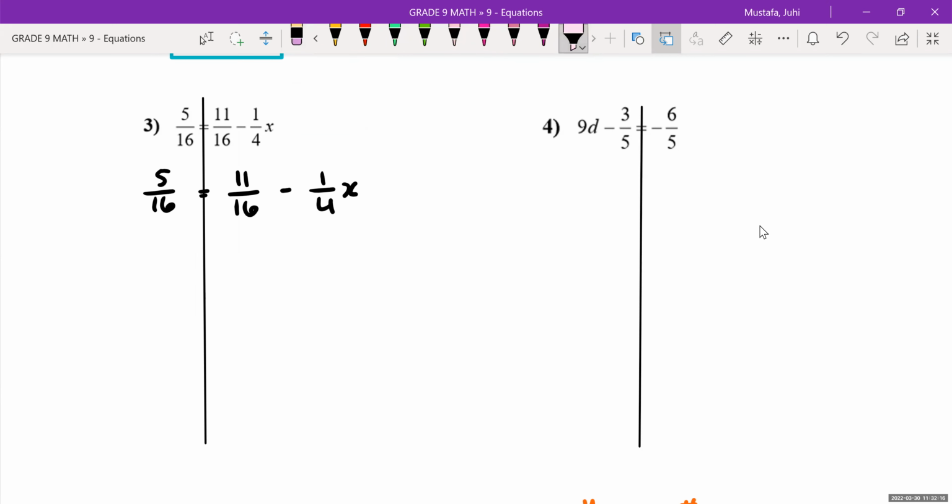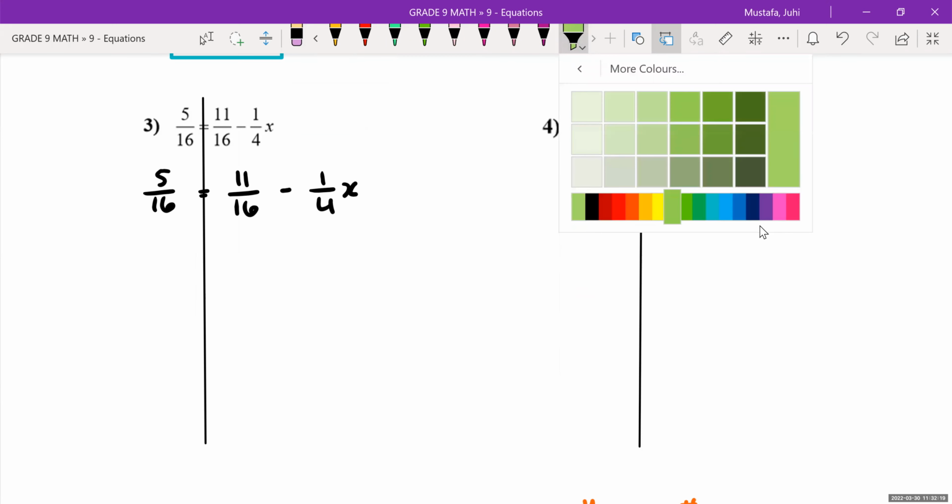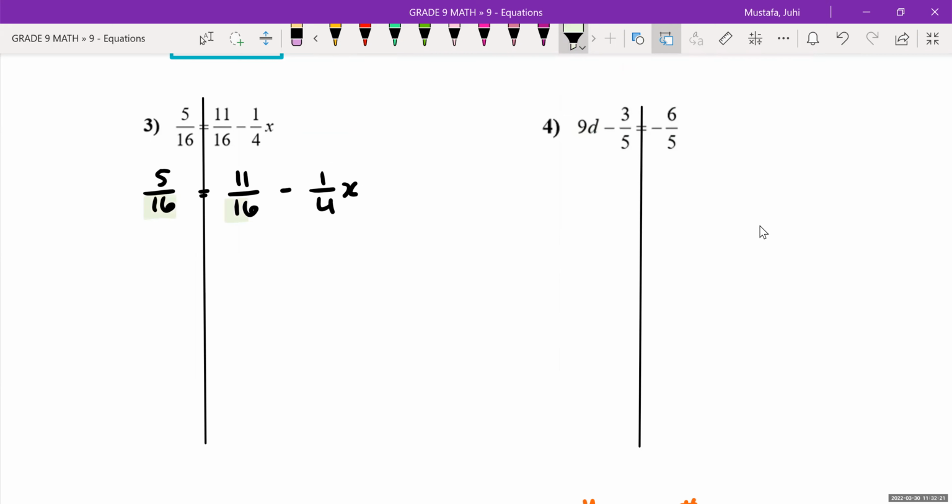Okay, so I'm just going to highlight the denominators. We have a 16, and a 4. So what do you think is the lowest common multiple between 16, 16, and 4? Tezzy? It's going to be a 16. Good. So that means we're going to be multiplying every single one of these fractions and terms with 16.